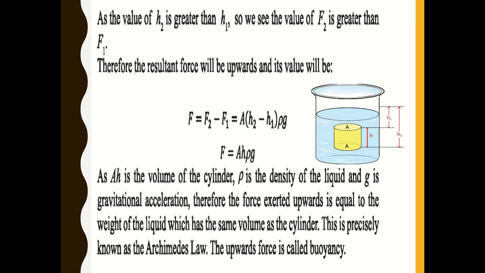So if in any math you are told to find the buoyancy, then you can use this formula: F equals A H rho g or V rho g. Where V will be the volume of the liquid displaced, and rho is the density of the liquid, and g is the acceleration due to gravity, that is constant.